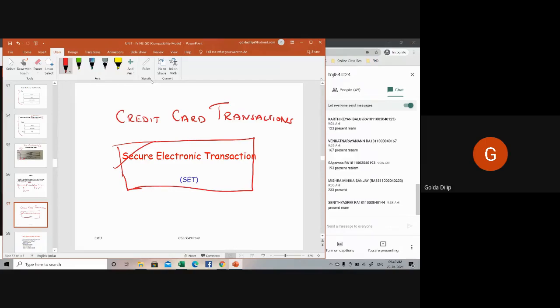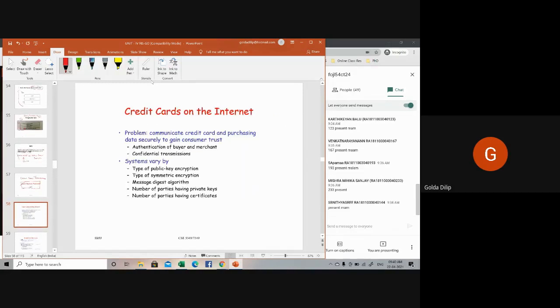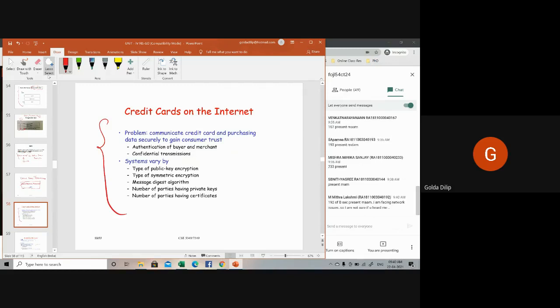This is basically an open source encryption standard, an open source encryption specification. This is the motivation for this particular protocol: communicate credit card and purchasing data securely to gain the customer's trust.